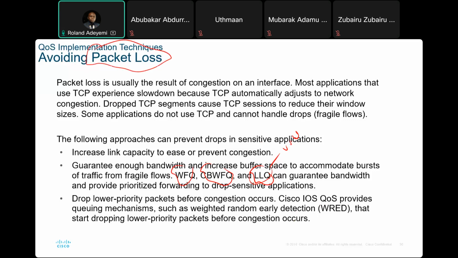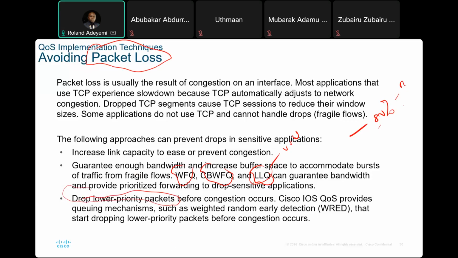So what do you do to stop this? You don't want the router to just drop randomly. You need to let the router know that I don't want you to drop randomly, but I need you to drop lower priority packets before congestion occurs. Don't even allow that congestion to take place. So who's going to set the threshold? You are the one that will set the threshold. You can say, okay, once you're getting to 80% of my buffer, begin to drop lower priority packets.